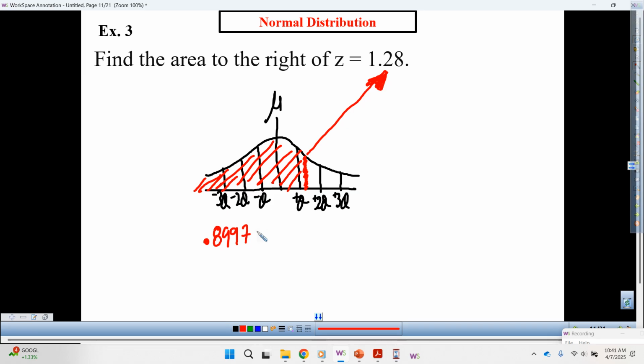Okay, but that's for the left. We want, and this is what? 89.97%. But what does this one say? To the what? We want the number to the right. Tell your neighbor what to do to find that area on the right.